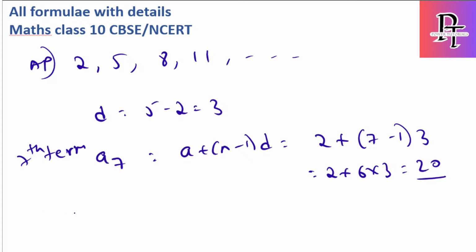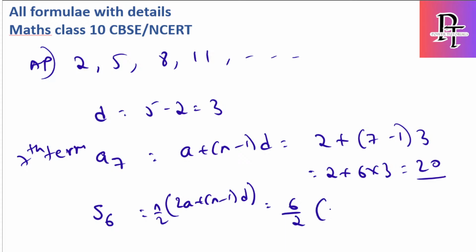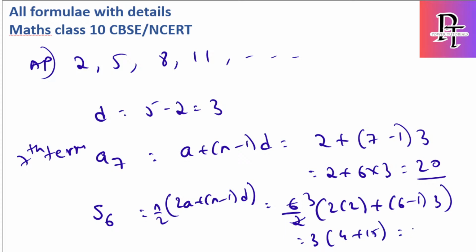If they ask you what is the sum of 6 terms, S6, then I have to substitute in the formula, which is n by 2 into a plus, okay, the nth term I don't know, so I will just use the first formula, which is 2a plus n minus 1 into d. So it is 6 by 2 into 2 into 2 plus 6 minus 1 into 3. So 2 ones are 2, 3 into 4 plus 5 into 3 is 15. 15 plus 4 is 19. 19 threes are 57, which is the sum of 6 values.